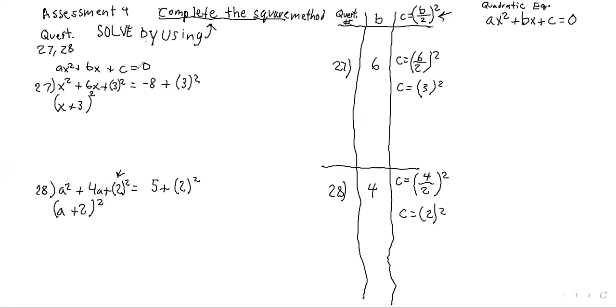Okay, so now we're going to simplify the right side of the equation. It's just numbers there, so we're going to go ahead and put equals, right? And then we're going to simplify it. So 3 squared is 9, and minus 8 plus 9 is going to give us a positive 1. Now we do the other one.